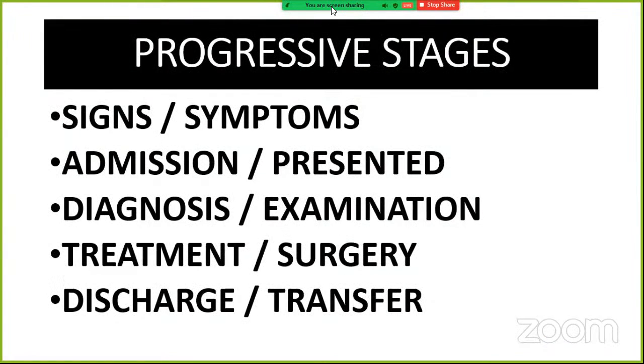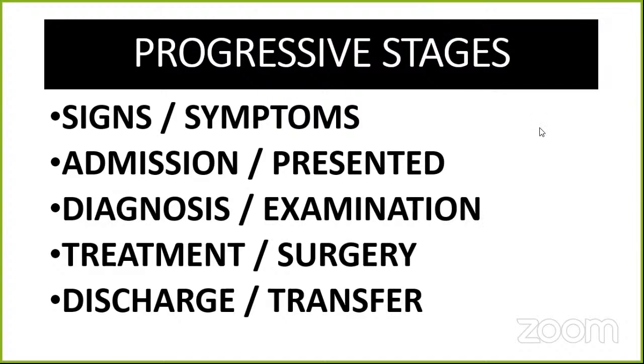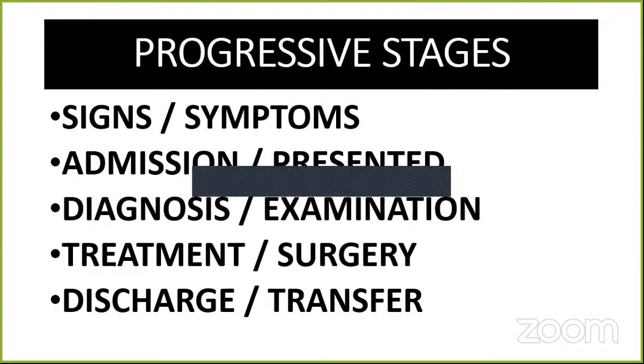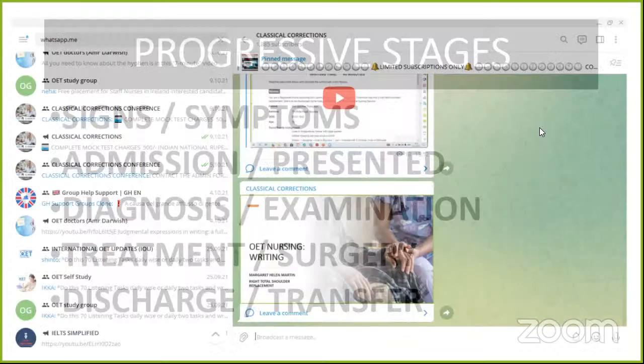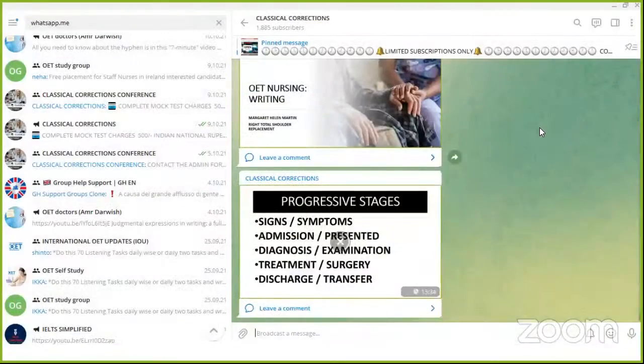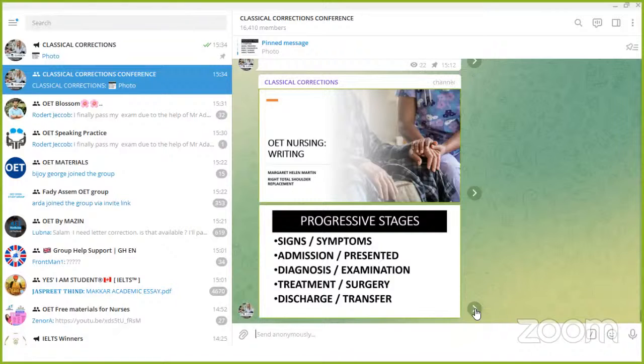Okay, you have to study these progressive stages. So you are going to use these things in your letter. So in different types of letter, you use different types of structures. These are the progressive stages. You can take any stage accordingly.